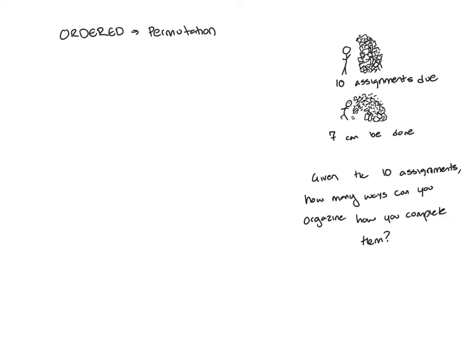permutation is list. We're going to list what n is and what x is. Remember, n is the number of things we have to choose from, and in total, you have 10 assignments due next week. X is the number you're going to be choosing. And we said, well, we actually only have time to complete 7, so x is 7 in this case.